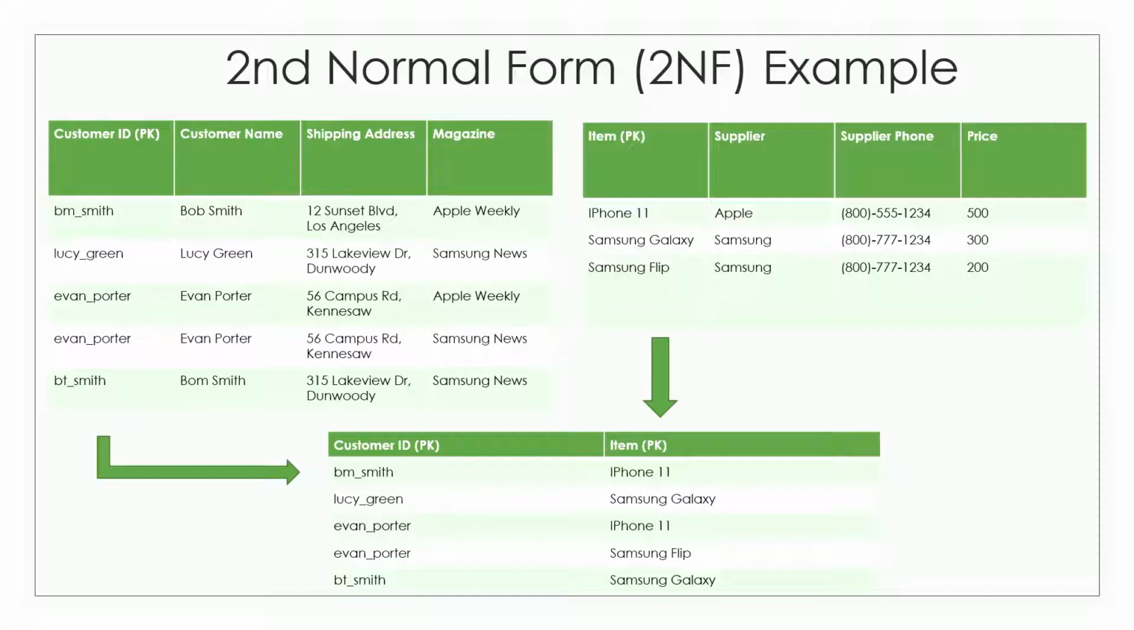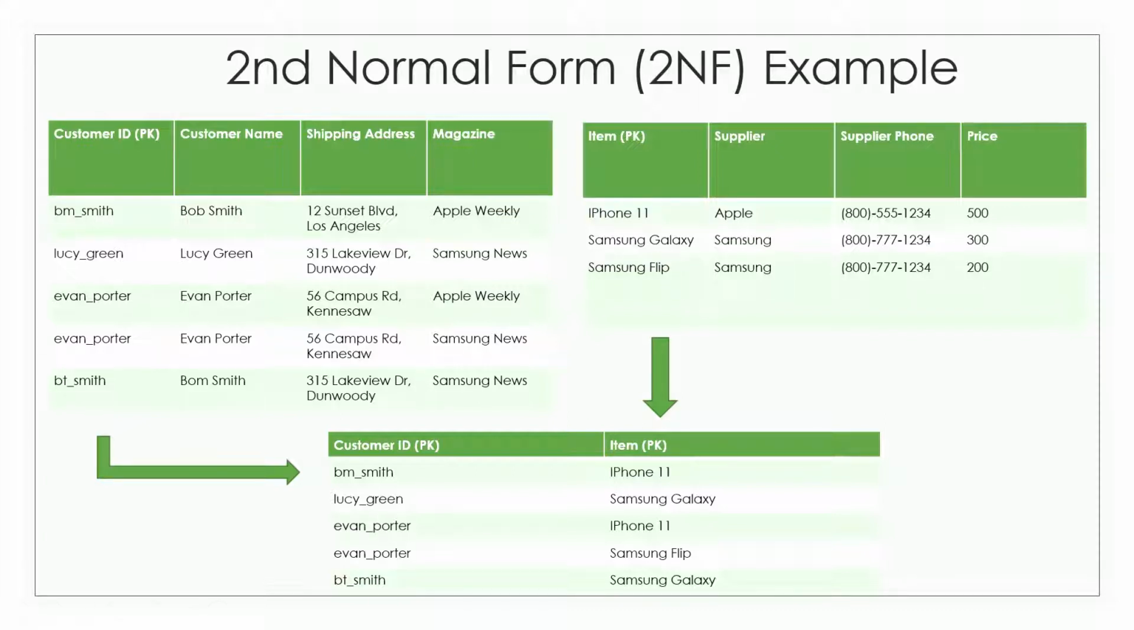So as we continue with our example, this is second normal form, and we first begin by splitting the data into two data sets. The first one contains the customer's ID, their name, shipping address, and preferred magazine. The second table over here contains the item they purchased, the supplier's phone number, and the price of the item.